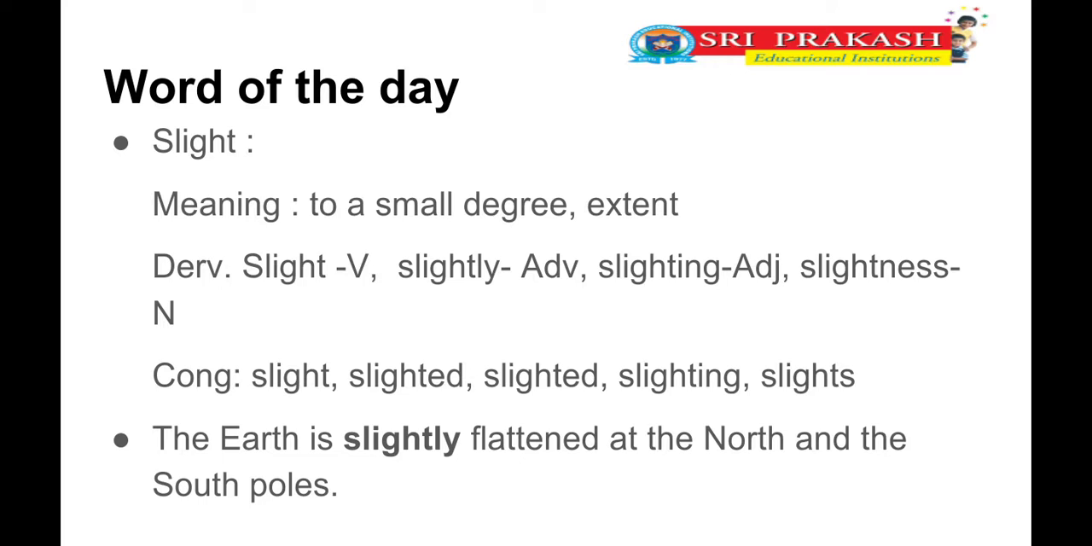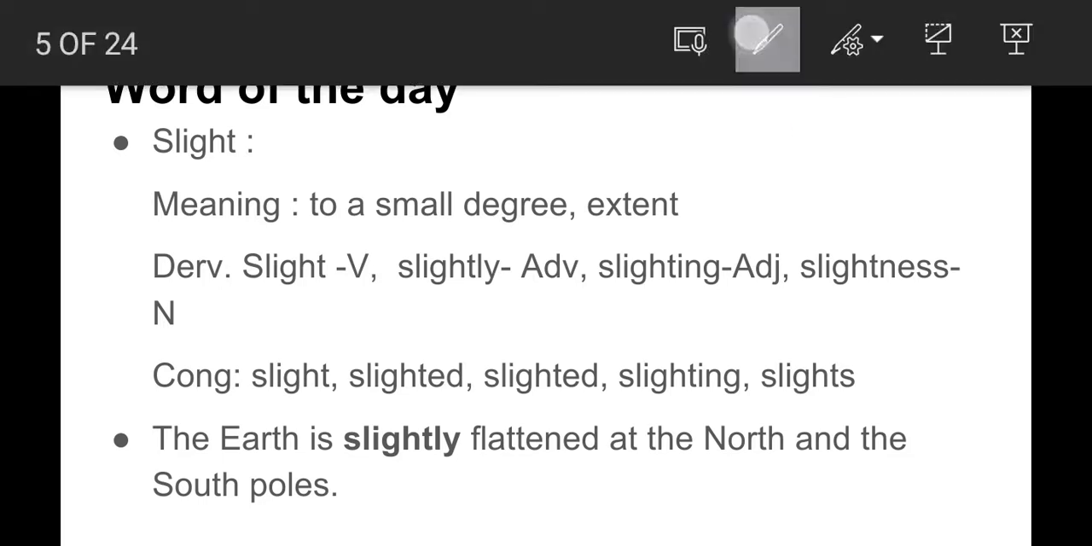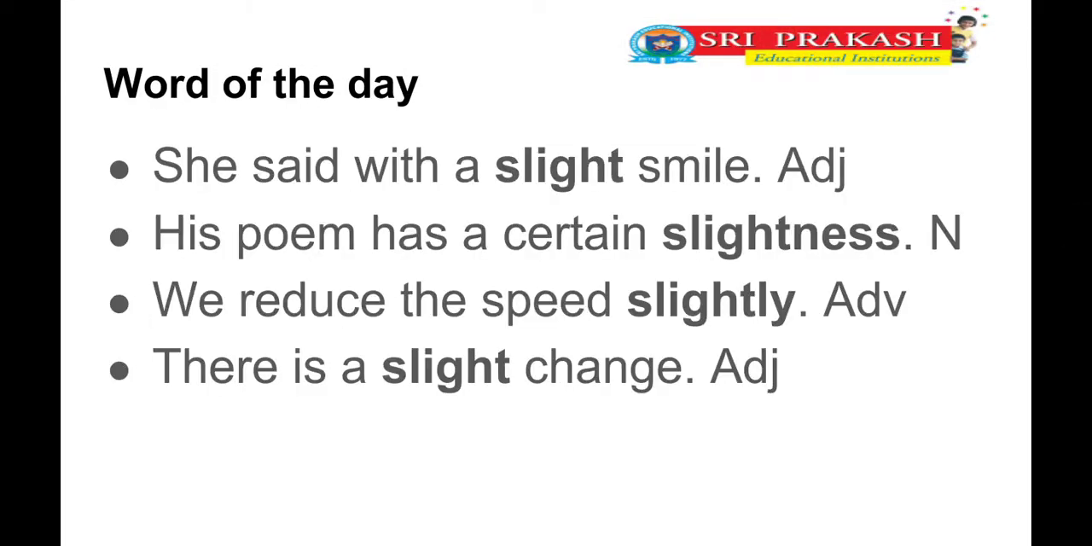First we go with textbook usages. Here, just see, children, the earth is slightly flattened at the north and the south poles. The earth is slightly flattened. Here, slightly is used as an adjective. What is that, children? Adjective.